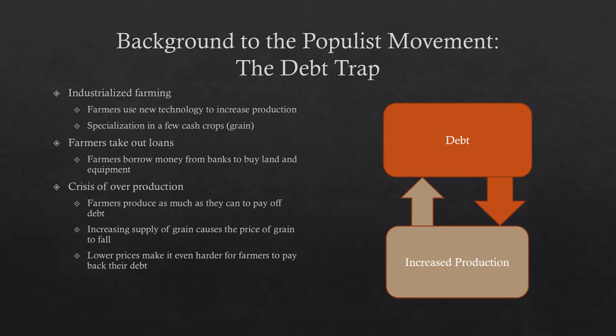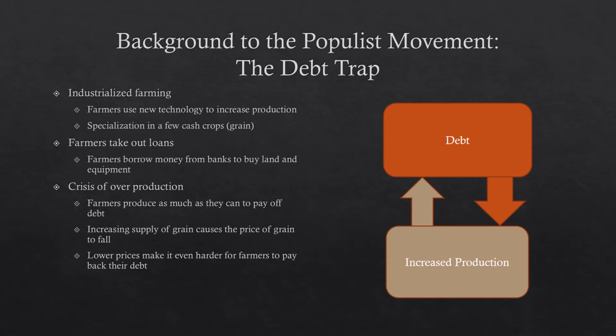And what this means is that farmers' income comes primarily from selling a single crop on a world market, which means that if the price drops, then the farmers are going to have a rough time making any money. So anyway, in order to switch to industrialized farming, that is to buy the big tractors and stuff, the farmers have to take out loans from banks.